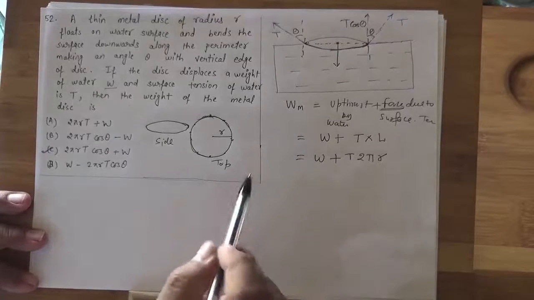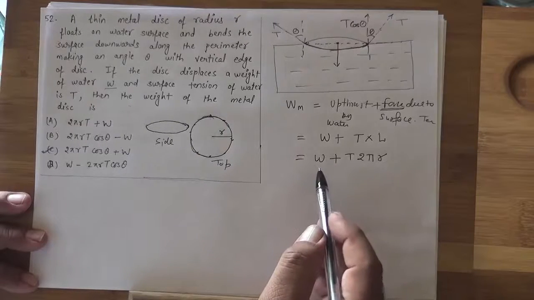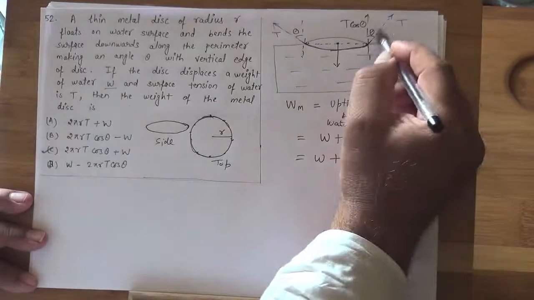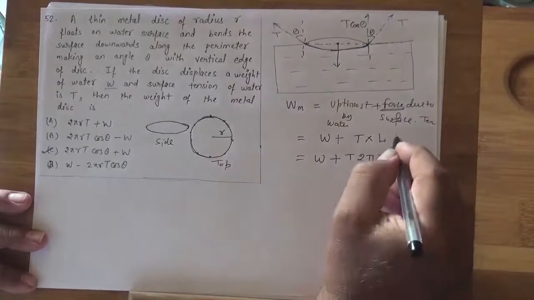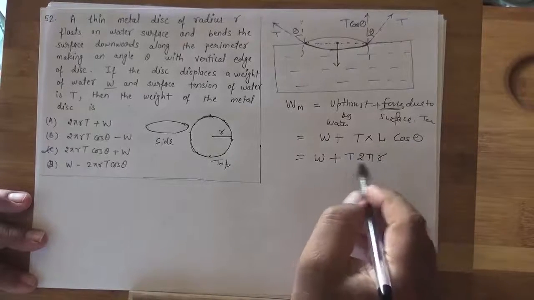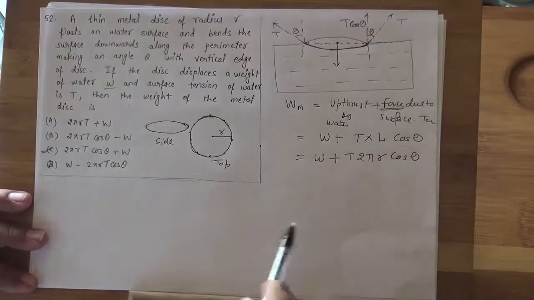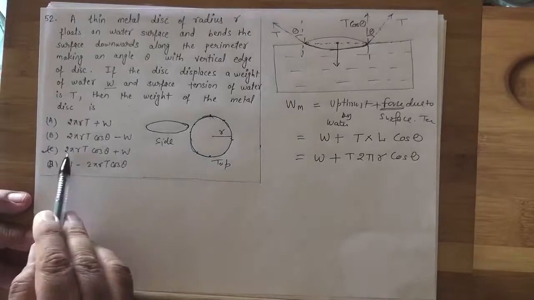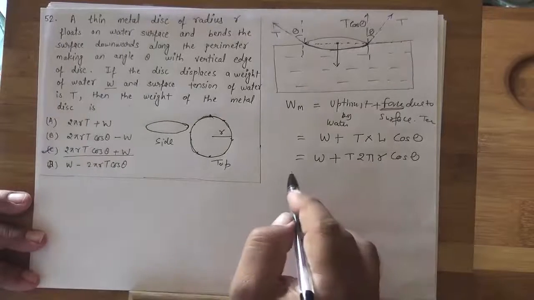This is the weight of the metal. Then the weight of the metal is T into 2 pi r plus W. Now this T into 2 pi r is acting in this direction, and we have to take this component, cos theta. So this is T cos theta into L, T 2 pi r cos theta, and let us see if it matches something. W plus T 2 pi r cos theta. So this is the right option we get here.